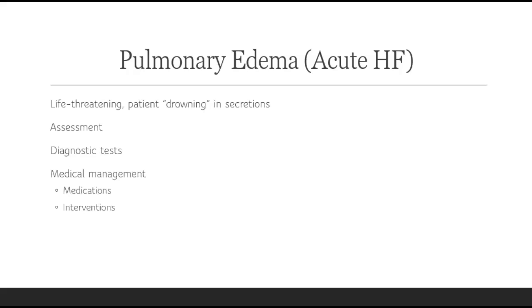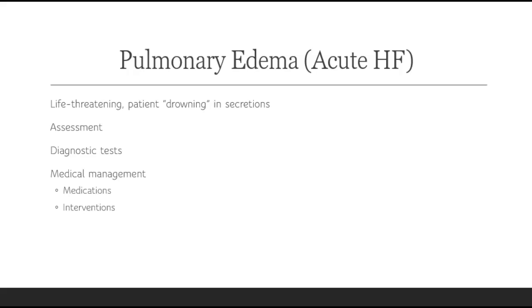Your medical management. So there's medications and there's interventions. Medications, you can give them morphine. This will help decrease anxiety, relax those airways, slow those respirations down, reduce the venous return to the heart so it's not overloaded with all of that venous return coming back, and it'll help dilate those pulmonary vessels. Diuretics help decrease fluid in the lungs, and then vasodilators. This is going to decrease that preload.